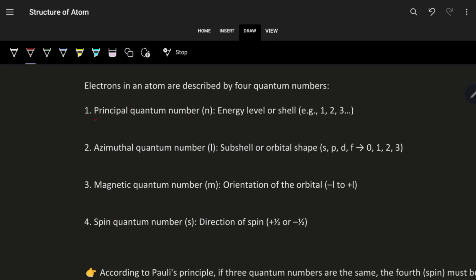Principal quantum number n, that shows the shell number or the energy level. Azimuthal quantum number l, that shows the subshell and the orbital shape. Magnetic quantum number, that shows the orientation of the orbital. And spin quantum number, that gives the direction of the spin, clockwise or anti-clockwise. It can be either plus half or minus half. All these things we have seen in the previous section.